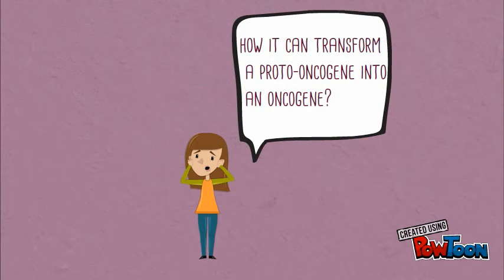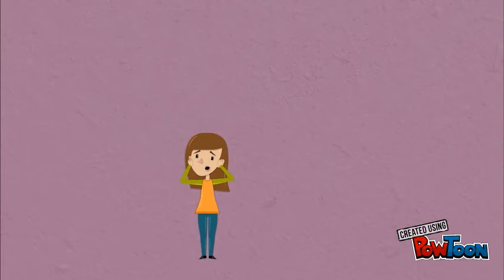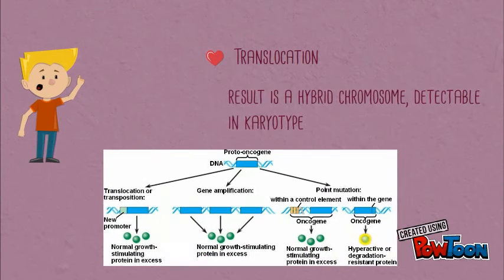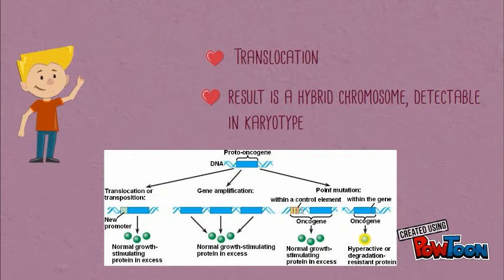But how can a protooncogene be transformed into an oncogene? We can find different mechanisms, such as translocation, which is when part of a chromosome is linked to another. The result is a hybrid chromosome, detectable in karyotype.